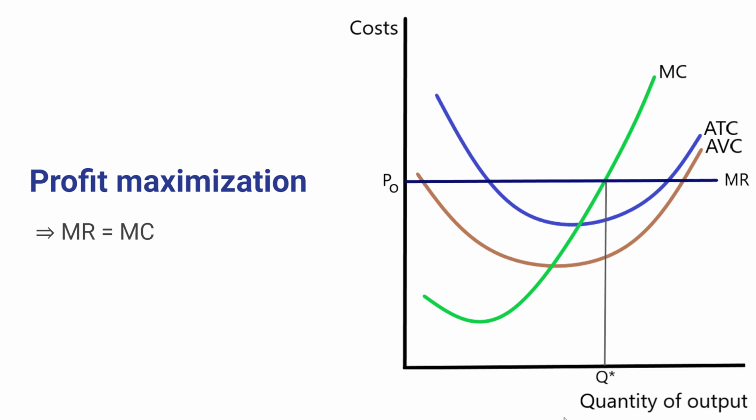And we can note in this case that because the price is above the average total cost curve at that point, the firm is going to be making some positive profits because it's receiving more in revenue from each unit, the price, than it costs to produce each unit. But we're going to look at that in a bit more detail now.